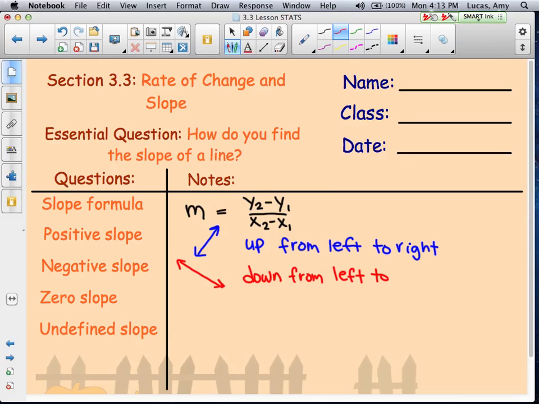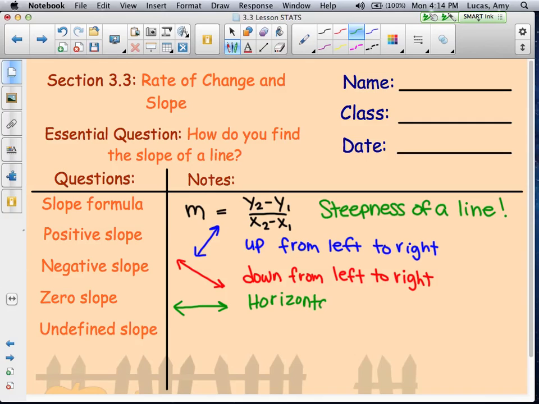And then the last 2 are a little bit trickier, and we tend to have some students get them mixed up. The zero slope and the undefined slope. A zero slope is like there is no slope. So that's a horizontal line. That's a zero slope. There's no steepness. The slope of a line is like the steepness of a line. So if there is no steepness, there is no slope. Okay? So horizontal lines have 0 slope.